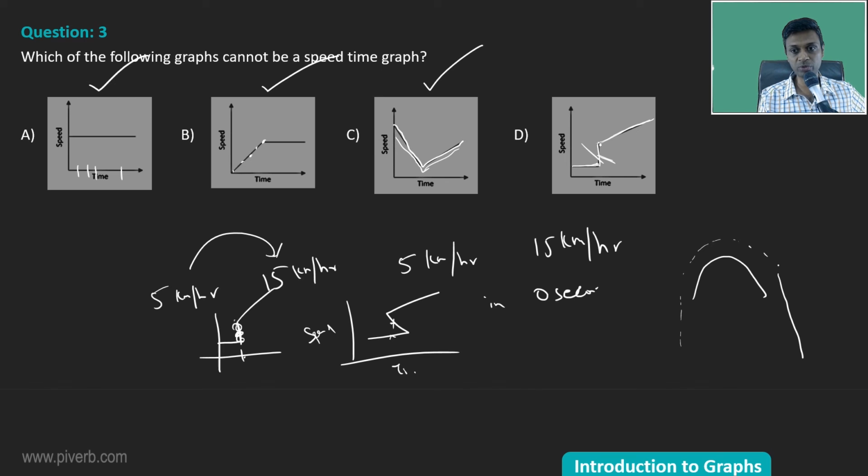It jumps from this speed to that speed. If it jumps, it will jump in a minuscule point of time. Some amount of time is used. It's not 0 seconds where it jumps from one speed to another speed. Therefore, this is wrong.